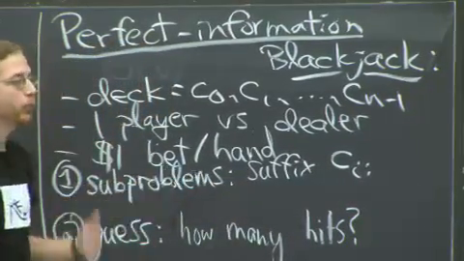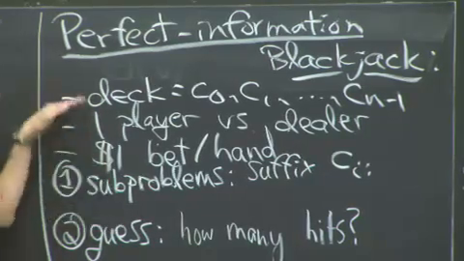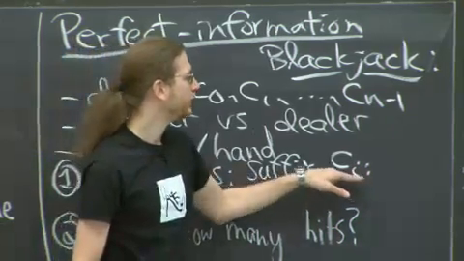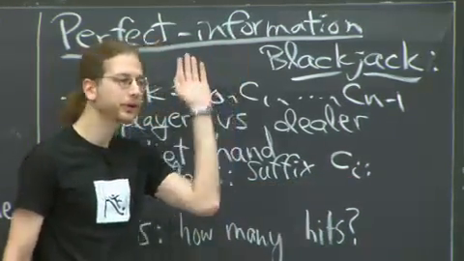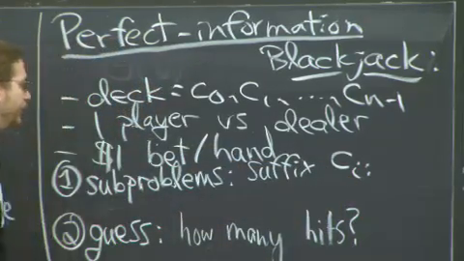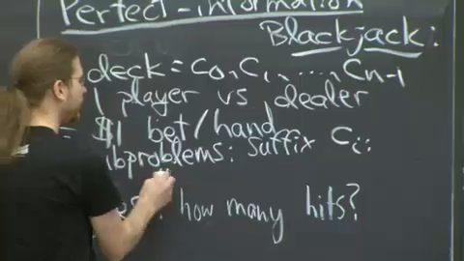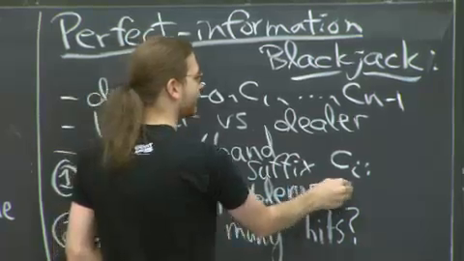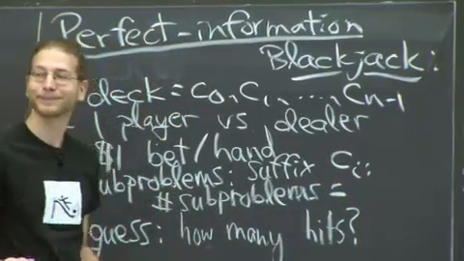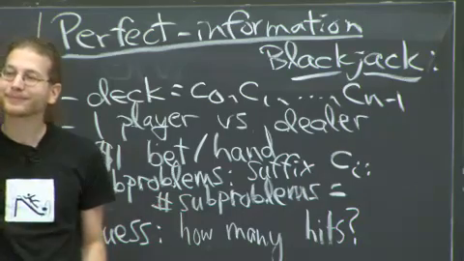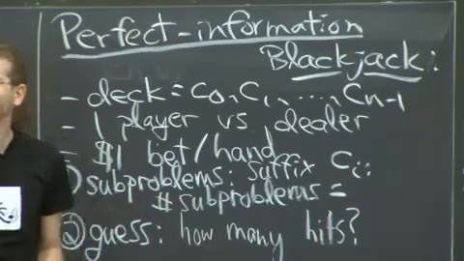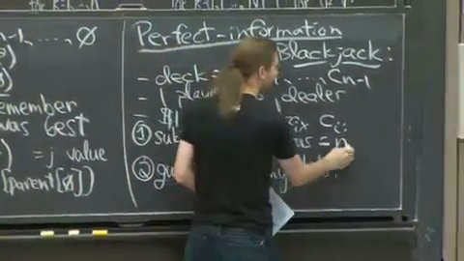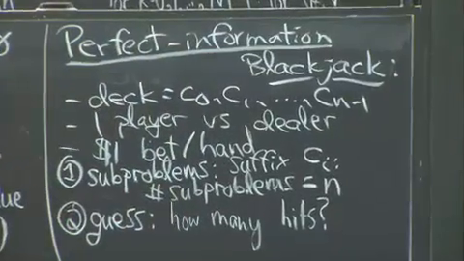And so the subproblem is, what is the best play? What's the best outcome given $1 bets? How much money can I make? Maximize my winnings, say, given these cards onward. Who knows what happened to the earlier cards? But just these are the cards I'm left with. Okay? Number of subproblems is n. How many choices of i are there? n choices.